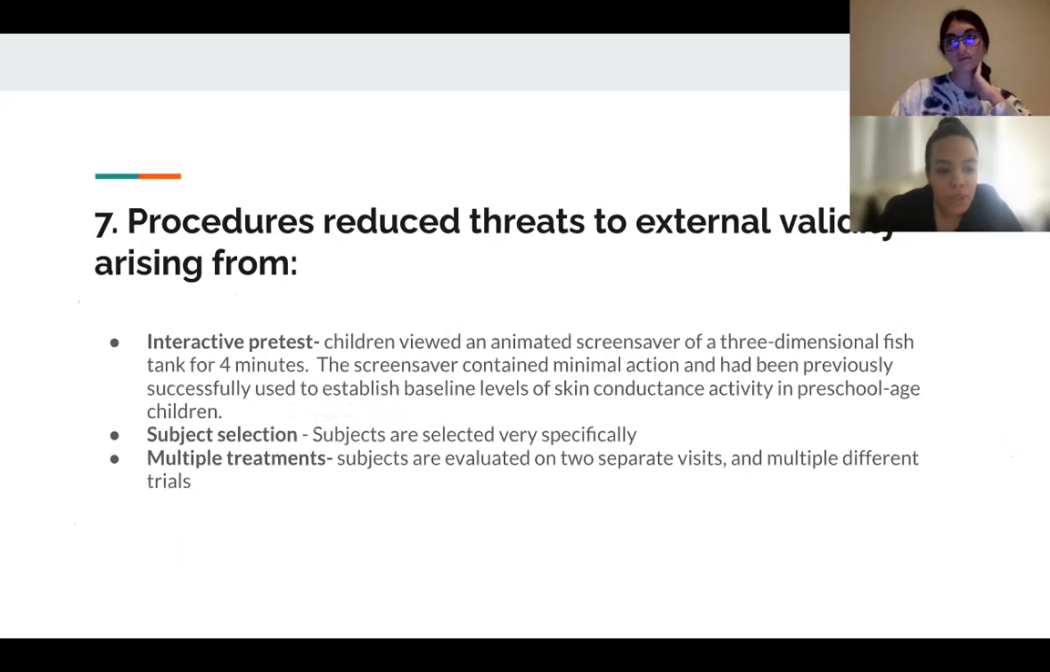So procedures reduce threats to external validity arising from interactive pretest. Children viewed an animated screensaver of a three-dimensional fish tank for 4 minutes. The screensaver contained minimal action and had been previously successfully used to establish baseline levels of skin conductance activity in preschool age children. Two, subject selection. Subjects are selected very specifically, and multiple treatments. The subjects were evaluated on 2 separate visits and multiple different trials.